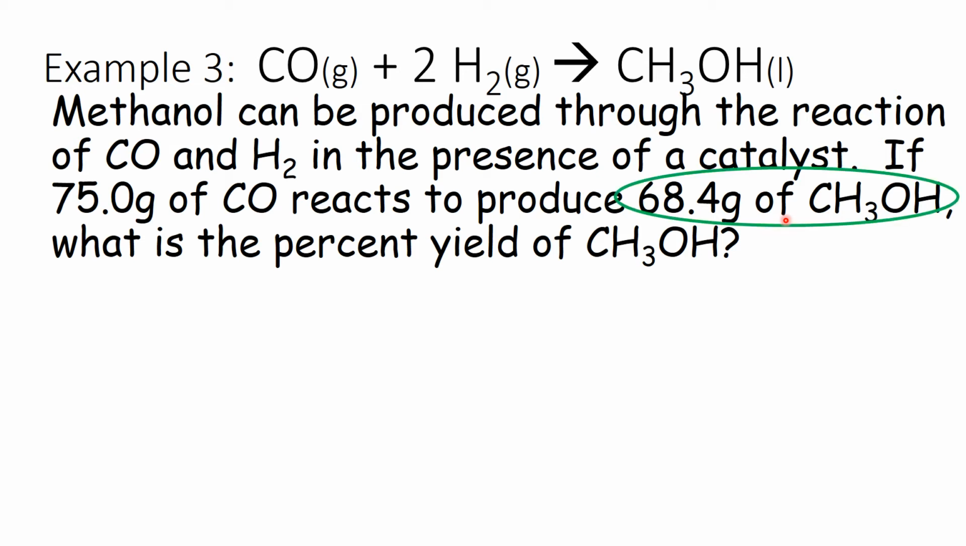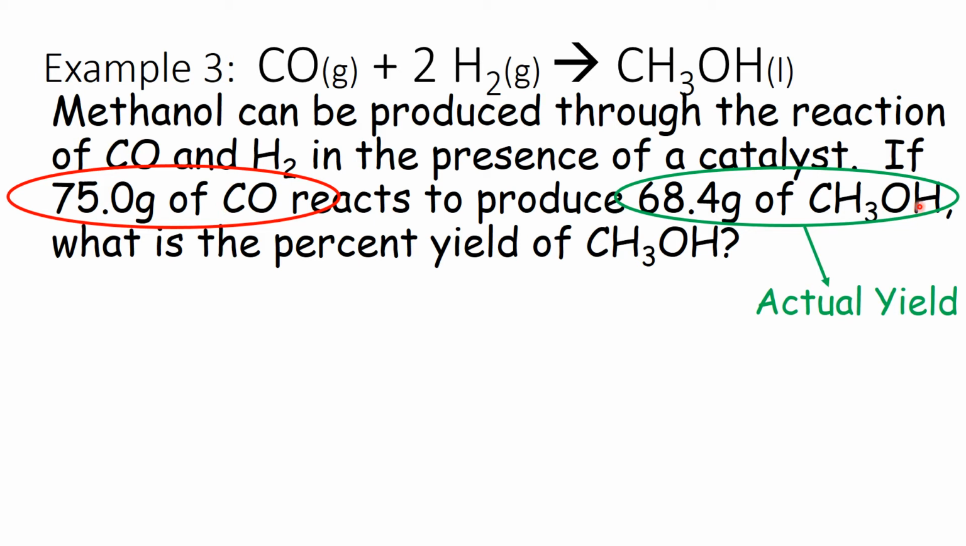Take a look at this number right here, 68.4 grams of methanol. If we notice, it says reacts to produce. So this is an amount of a real product, so this must be an actual yield. But what about this guy over here in red? 75 grams of carbon monoxide.